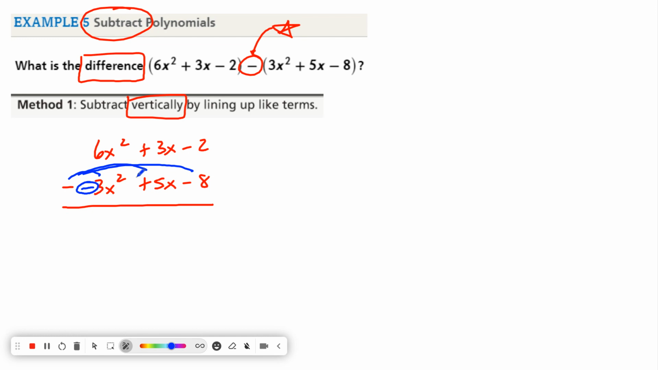This 5x that's positive now becomes negative. And this 8, which was negative, now becomes positive. And now we're just going back to addition. Now we're just combining our like terms.